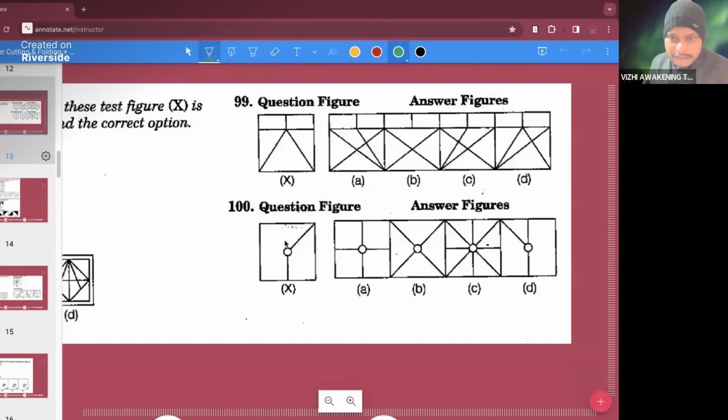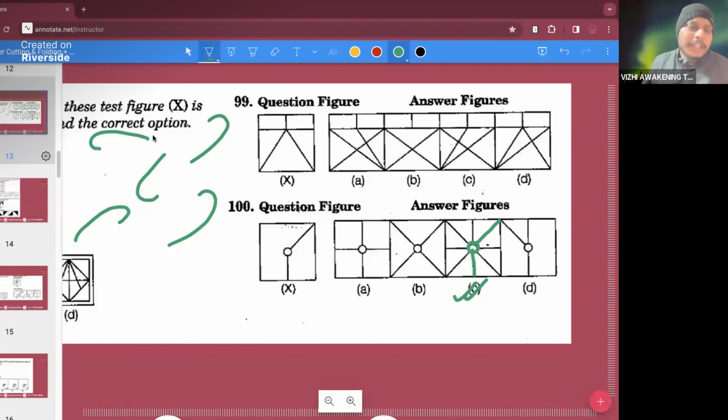Option C is your answer. Why? Because we can see directly that it is like this. Okay. Option C is your correct answer. But I'm trying to teach you the orientations. Okay. Which one of these five is different?